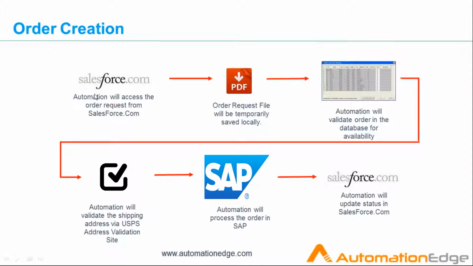So for order creation in SAP, first of all, the robot through GUI automation will read all the order information from Salesforce and download it as a file. The contents of the file will be validated in the database to check if the order is already available. Then the shipping address of the order will be validated from the USPS site to check if it is a valid shipping address. Once all the validations are done, the order will be created in SAP through GUI automation. And once the order is created, the status will be updated in salesforce.com.